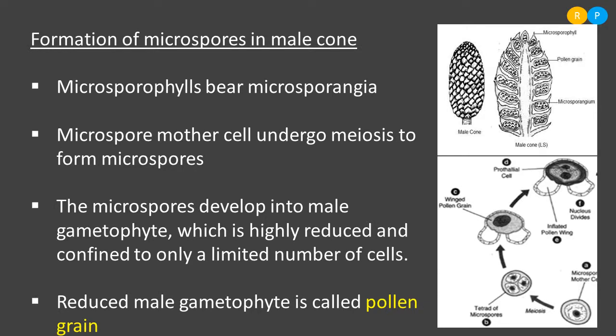So please remember all these terminologies in today's concept. We came across microsporangia, microsporophyll, microspore mother cell and microspores. These are the few important terminologies you should remember when you come across the structure of male cone.